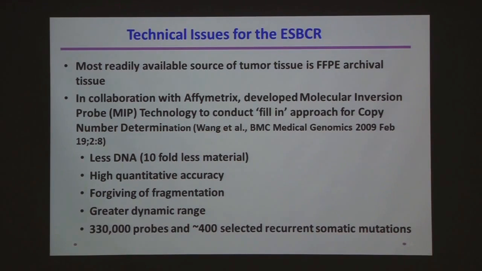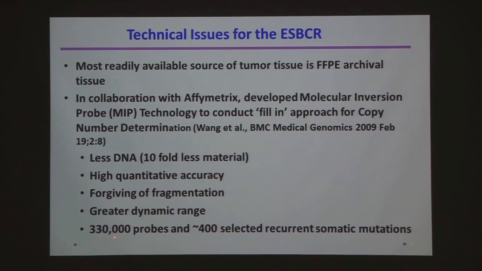These data were from the development of version 2, the first version of the MIP arrays. We were really interested to make sure that the array worked well with our data. What was really important when we identified that this was the array that we would use is that we didn't need very much DNA. The assay worked great with about 37 nanograms of DNA. It had high quantitative accuracy, and I'll show you a little bit of the data. It was really forgiving for the fragmentation, with a really high dynamic range.